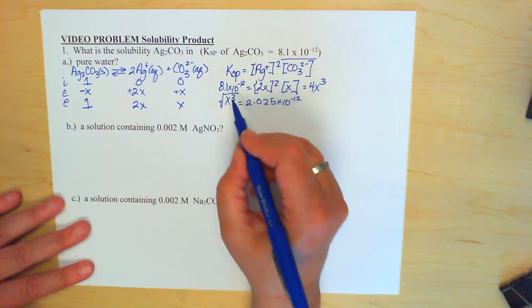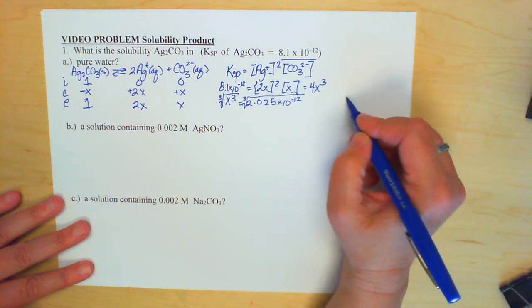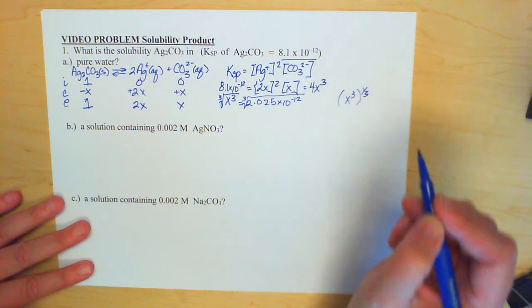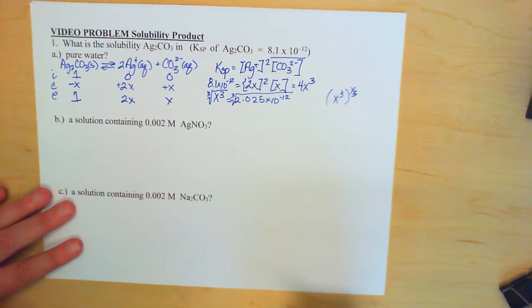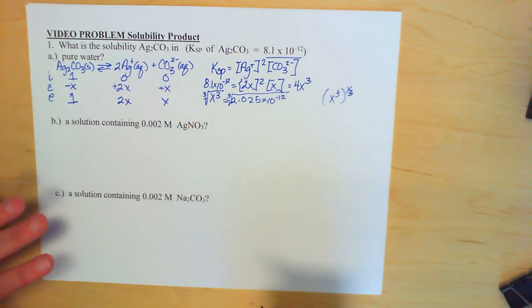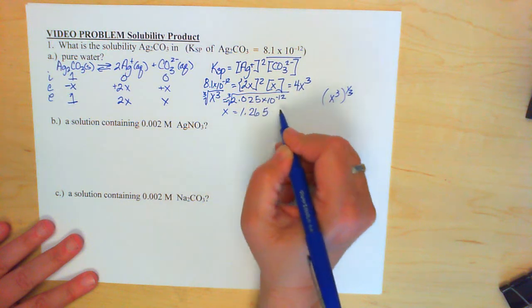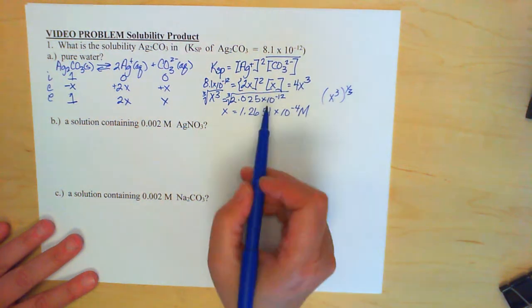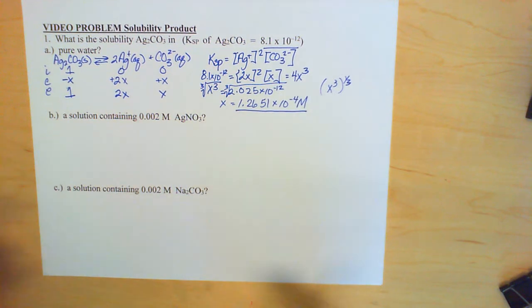In order to solve for x, we're going to take the cube root of both sides. Now remember, the other way to take the cube root is x cubed raised to the 1/3. Whoops, 1/3, not 1/2. Okay, so that's another way to do it if you can't find the cube root symbol on your calculator easily. So x then is equal to 1.2651 times 10 to the minus 4 molar. So that is our solubility in pure water. So that's the most we're going to get.